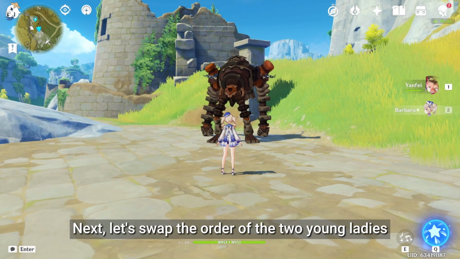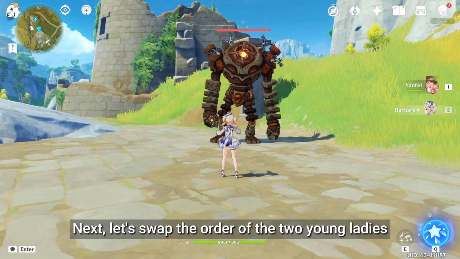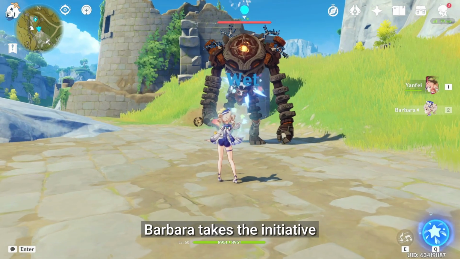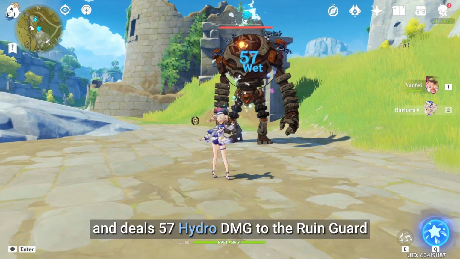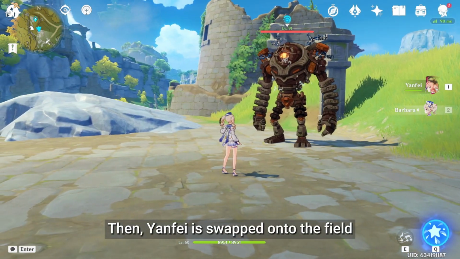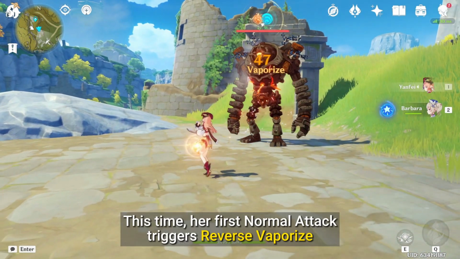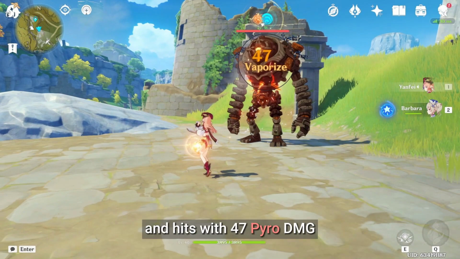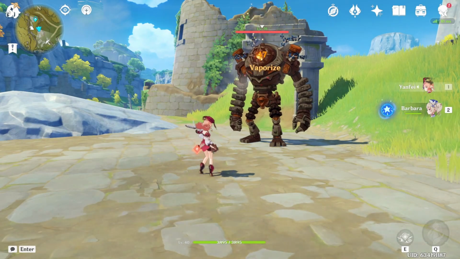Next, let's swap the order of the 2 young ladies to test Reverse Vaporize. Barbara takes the initiative and deals 57 hydro damage to the Rune Guard. Then, Yanfei is swapped onto the field. This time, her first normal attack triggers Reverse Vaporize and hits with 47 pyro damage.